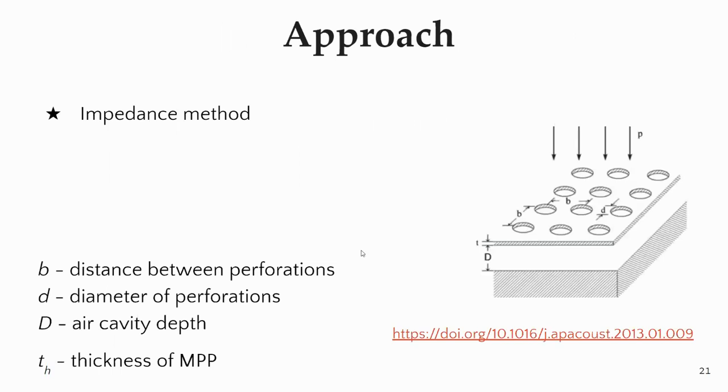So this is my approach. This is called the impedance approach, which I have used. This is a typical microperforated panel, as you can see. B is the distance between the perforations. D is the diameter of the perforation. Capital D is the air cavity depth, a hollow air cavity where nothing is there between the microperforated panel and the rigid wall, denoted by capital T, and TH is the thickness of the MPP.